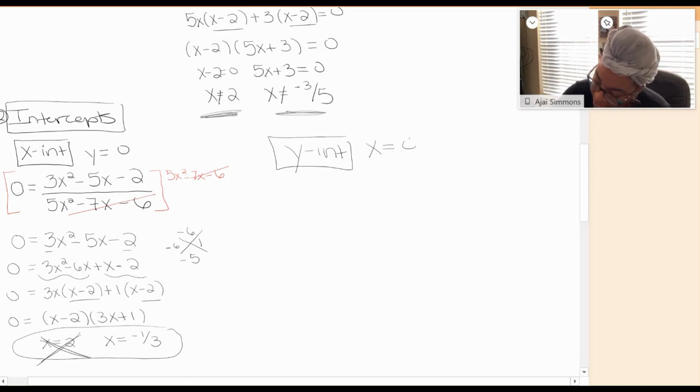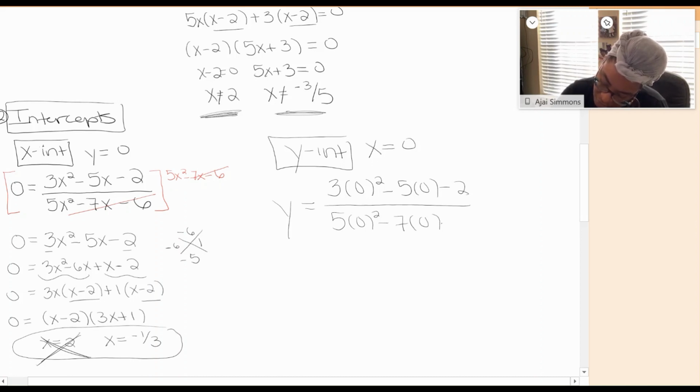Y-intercept is where you set x equal to 0. And so this will be the y, and everywhere that I see x, I'm going to set it equal to 0.